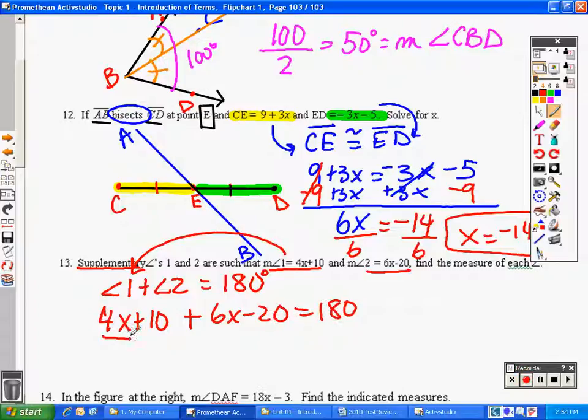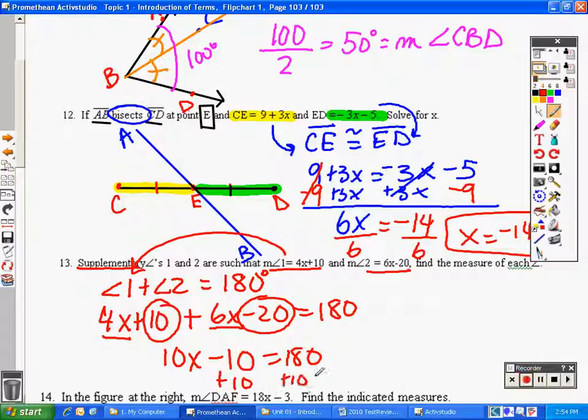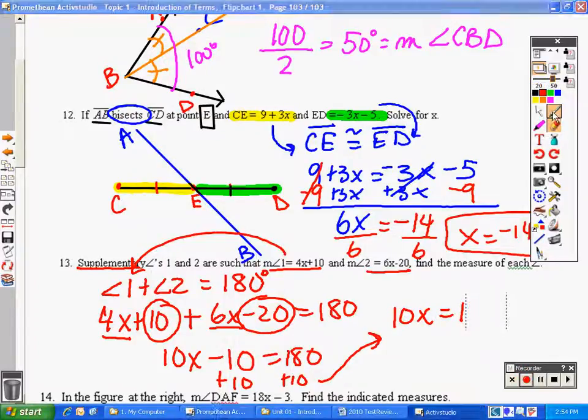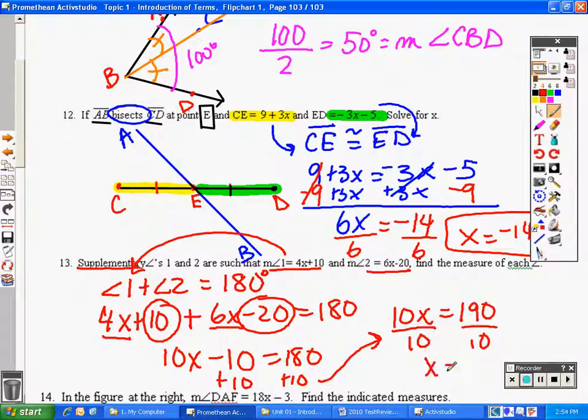Add them together. 4x and 6x is 10x. 10 and negative 20 is negative 10. Add 10 to both sides. And we now end up with 10x equals 180. Sorry, 190. Sorry about that. And divide both sides by 10. X equals 19. They wanted the measure of each angle, however, so we have to take this and plug it back into each angle.